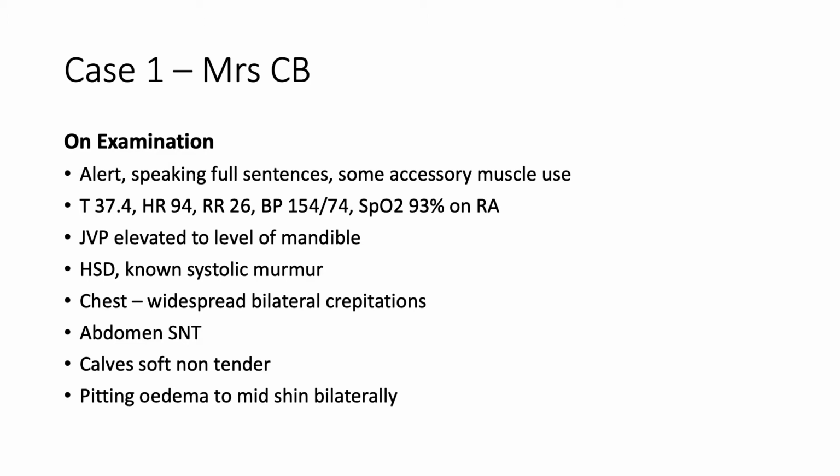So on examination, you find she's quite alert. She is speaking full sentences, but she is needing some accessory muscle use to breathe. She's afebrile, a bit hypertensive. That may be her normal. You would have to check that. And she is not saturating very well on room air. You find her JVP is elevated. Her heart sounds are dual. Her chest, you listen to it, and there are widespread bilateral crepitations, and some pitting edema to her mid-shin bilaterally.